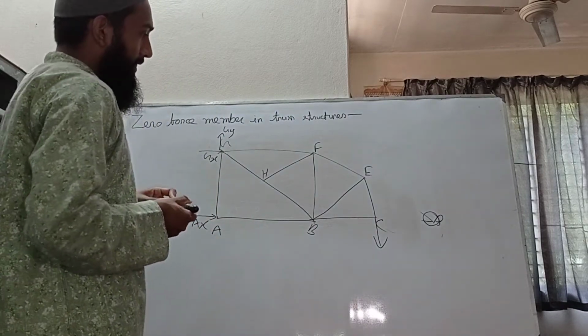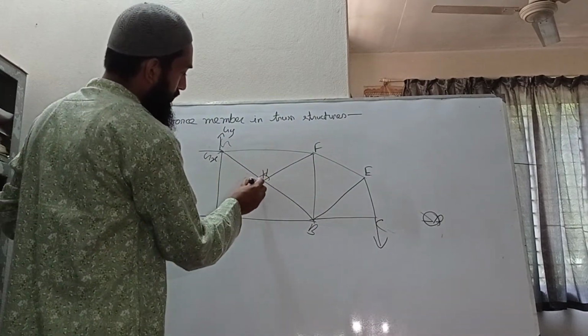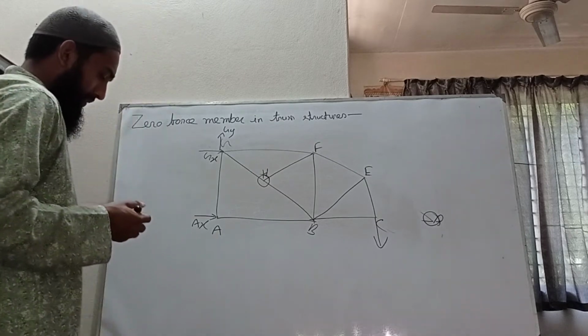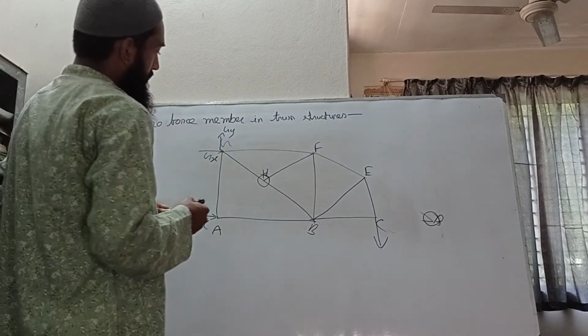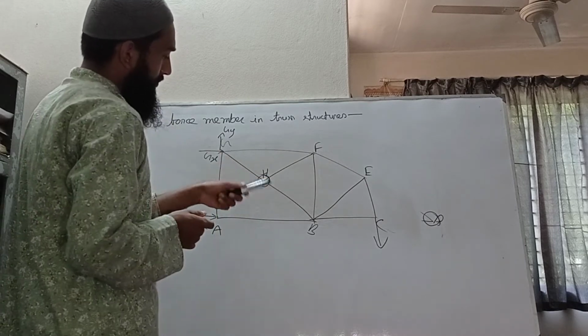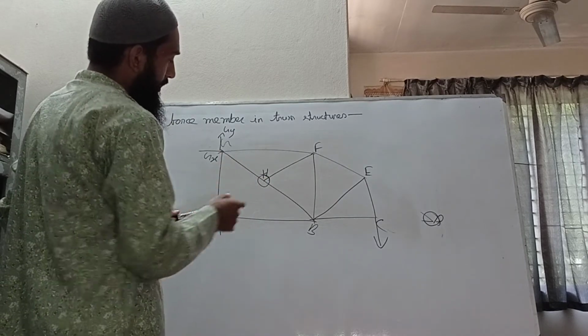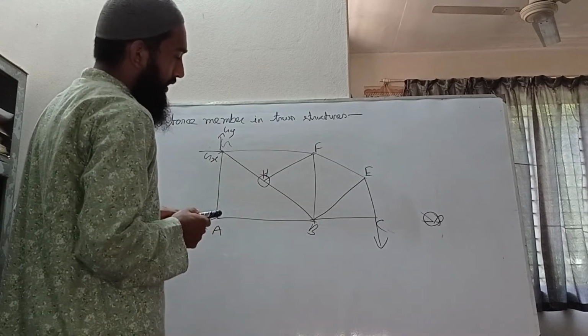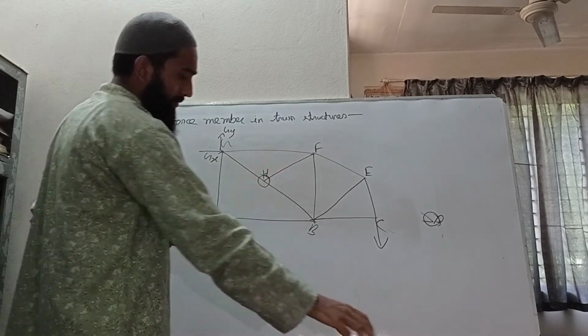Now at joint H we can apply rule 3. If we see HB and HG, these two are collinear, and HF is a third member, so it automatically becomes a zero force member.